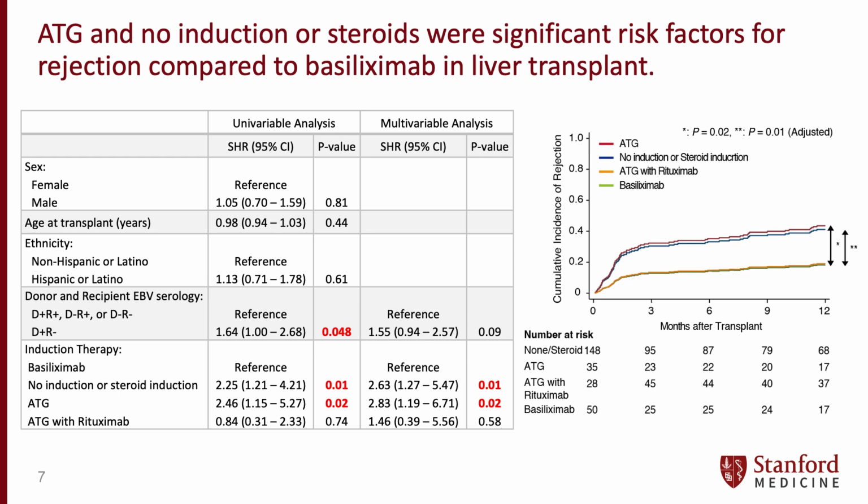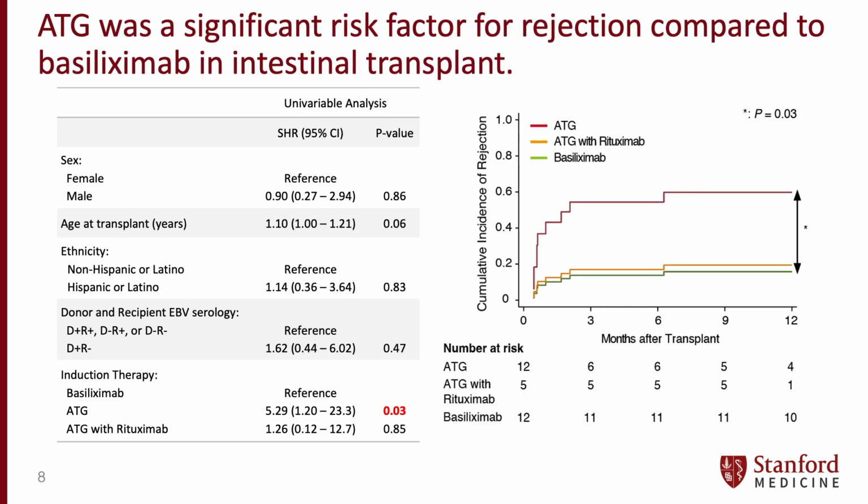However, ATG with rituximab was administered for specific patients such as highly sensitized patients or patients undergoing ABO incompatible transplant. So in this analysis, the results of basiliximab are more meaningful than those of ATG with rituximab. In intestinal transplant, ATG was a significant risk factor for rejection compared to basiliximab. As shown in the cumulative incidence curve, basiliximab developed significantly less rejection than ATG.